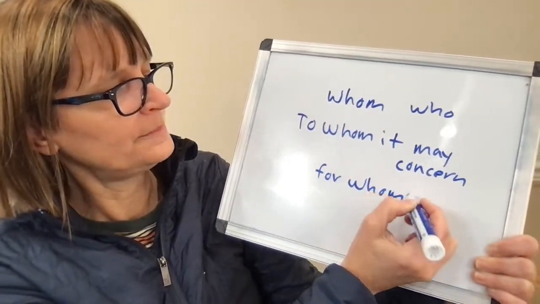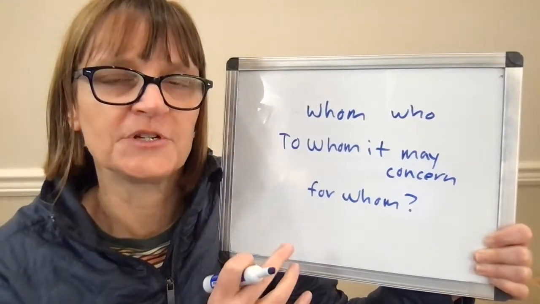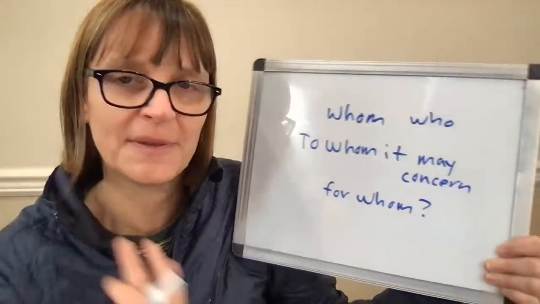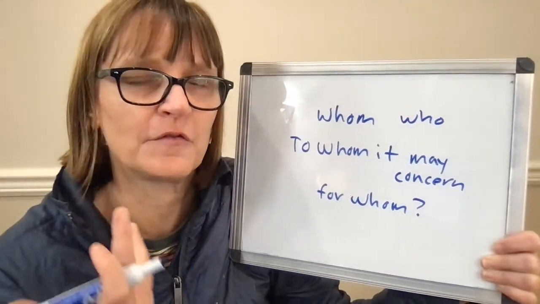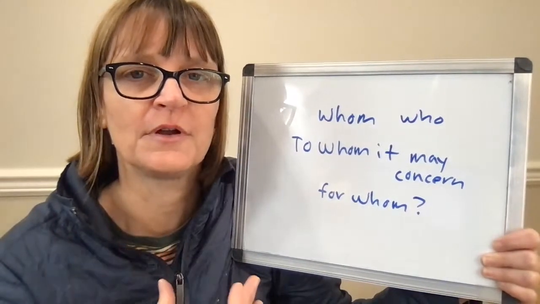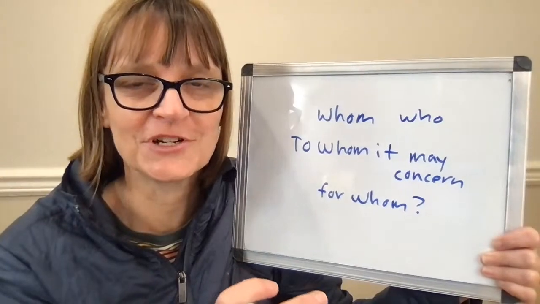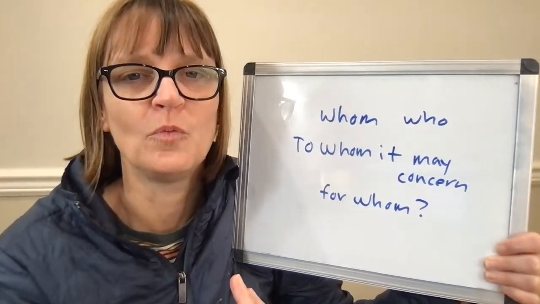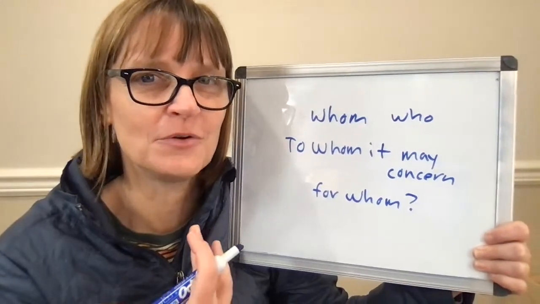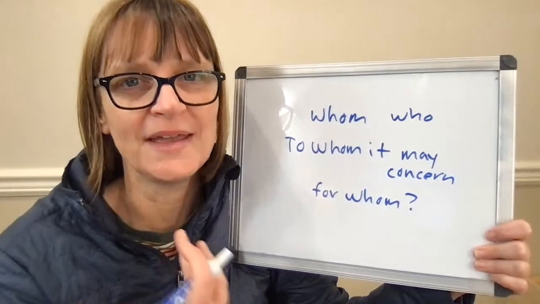For whom. So it's when it's an object. So for whom, to whom. To whom am I speaking? That would be a very formal way of asking, for example, over the phone. To whom am I speaking? So it's when it's the object of the verb, because we might somehow seem rude to say who am I speaking to. We can say who may I say is calling.